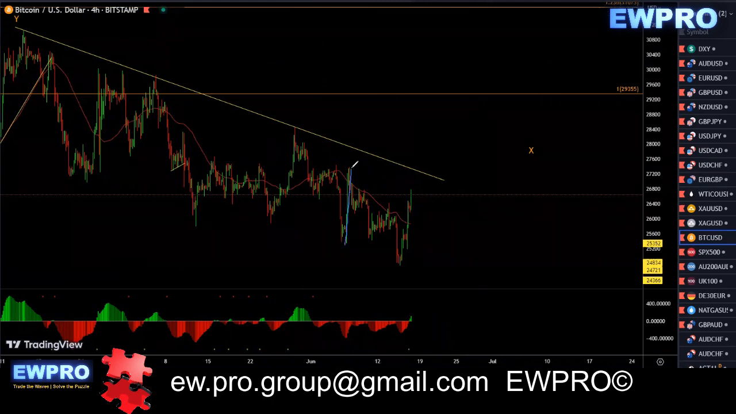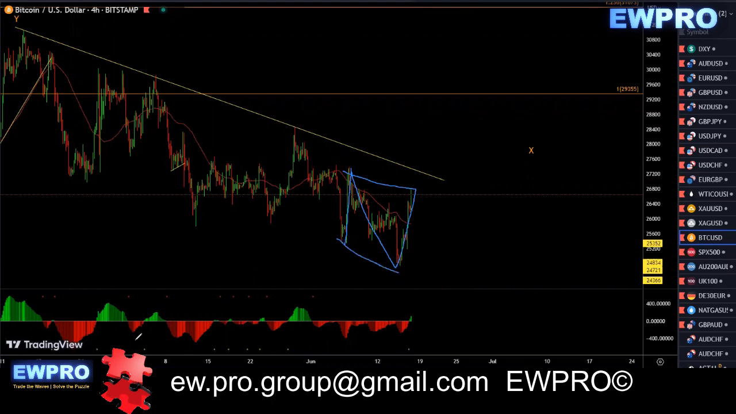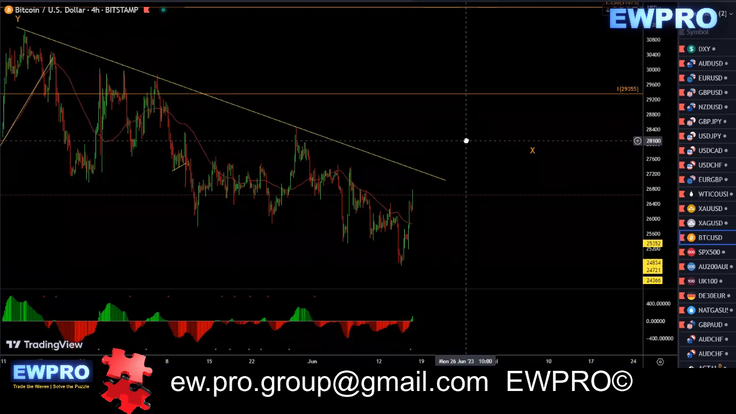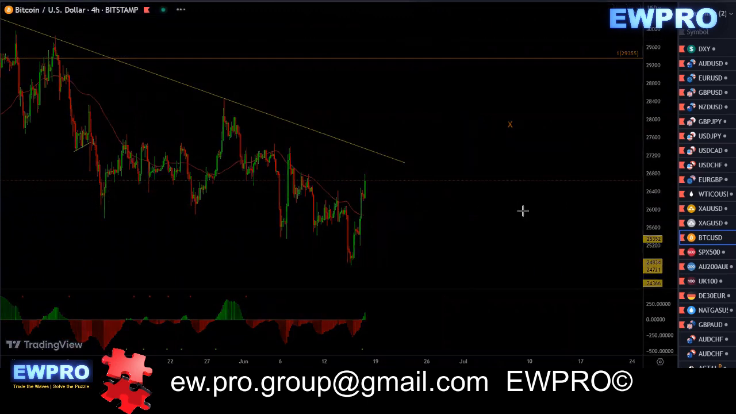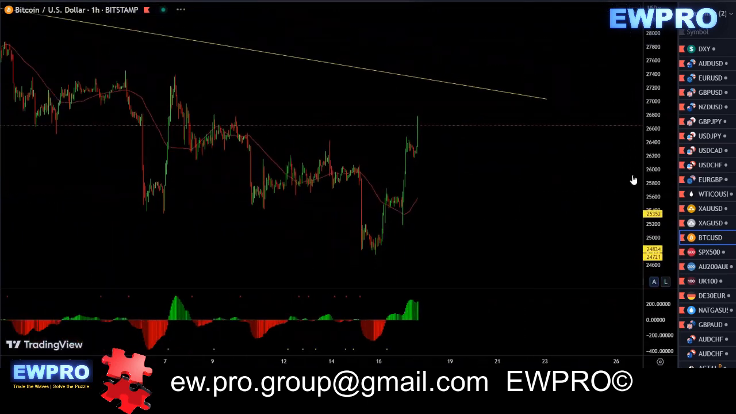It still may not be over. We got some sort of an A, B, C. This may turn into a running or expanding flat, but we got all the bullish divergence. So, I'm only looking for the buys. On the H1, you can only buy it as well.